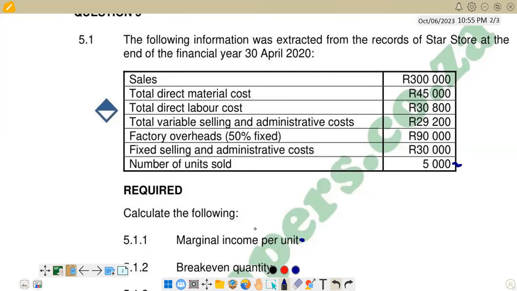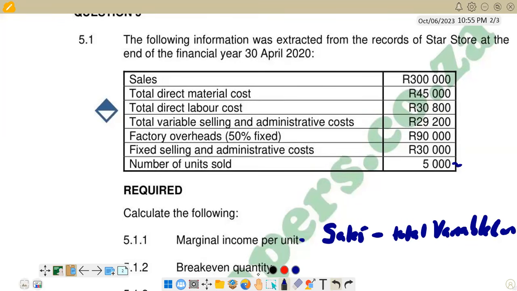Right, so to find the marginal income, the formula is that we say sales, and then we subtract the total variable cost. So this is the formula that we have for calculating marginal income. We are going to start with sales. We see we have got many values there. Our sales figure is 300,000.